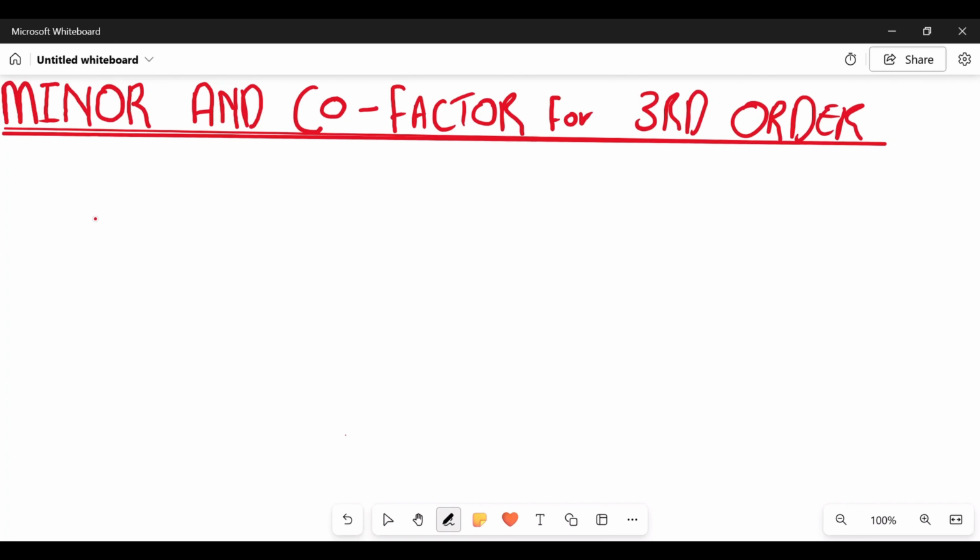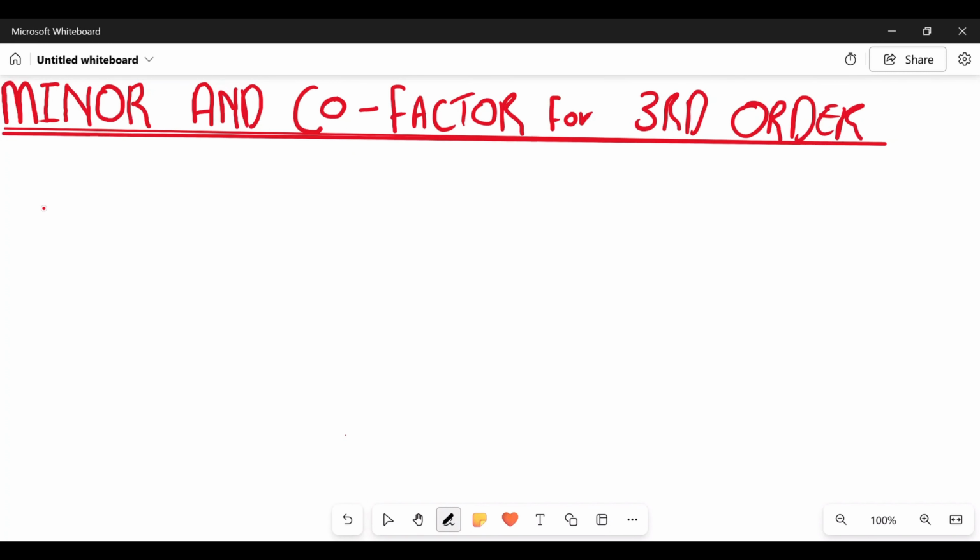We're going to start by introducing you guys to the 3 by 3 or third order matrix, and then we're going to explain and show you the calculations of the minor, and then afterwards we're going to do the cofactor. Then I'll show you the difference between the cofactor and how to apply it on a third order. All right, so let's continue.